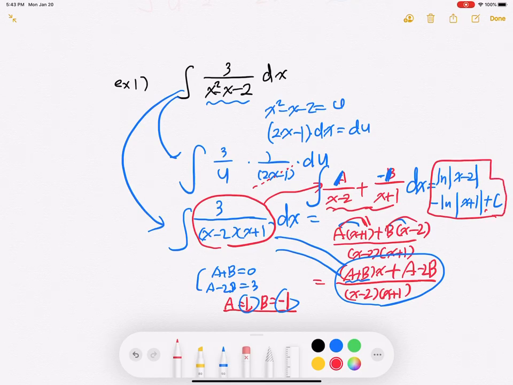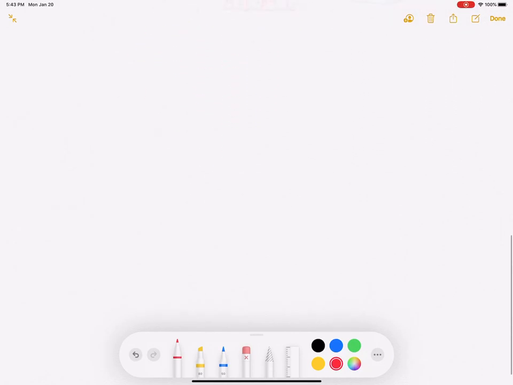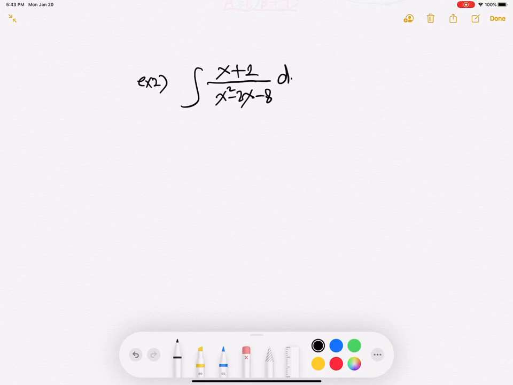Okay, I'll give you one more example. Example 2. Find the integral of x plus 2 over x squared minus 2x minus 8 dx. It is not a u substitution problem because the denominator is the u part, and the derivative of u is 2x minus 2. 2x minus 2 is not cancelled out with x plus 2. That's why u substitution is not available.